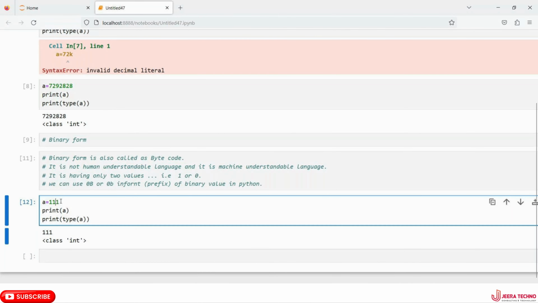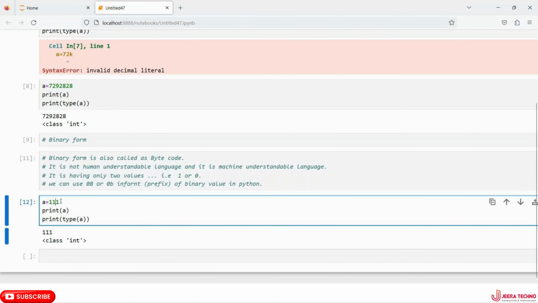Now understand, a equal to 0b111. Triple one I'm mentioning here. Now print of a and print of type of a. This is called a binary value. When you define a binary value here, it accepts 0b or 0 capital B, whichever, but it is converting to 7. That is important here.